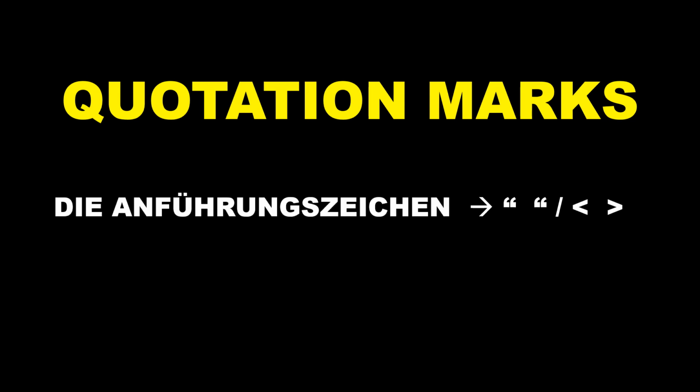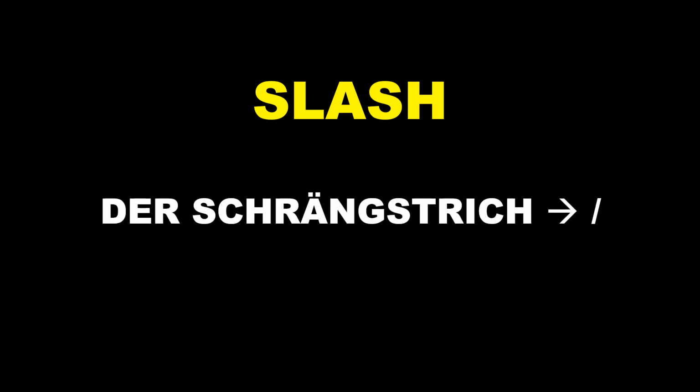Quotation marks. Die Anführungszeichen. Here you can see in the symbol, there are two ways to show the same thing. That is called quotation marks, die Anführungszeichen. Let's go ahead. Next is slash. That we call in German der Schrägstrich. That is a slash in English.